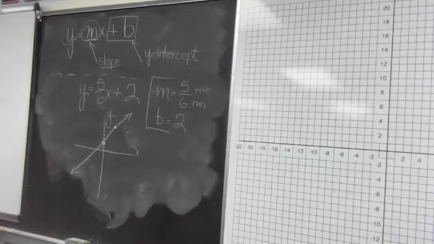I couldn't understand why I was on 7, on the line 7. Because we start at home, and then we rise and run. Absolutely. Any questions?